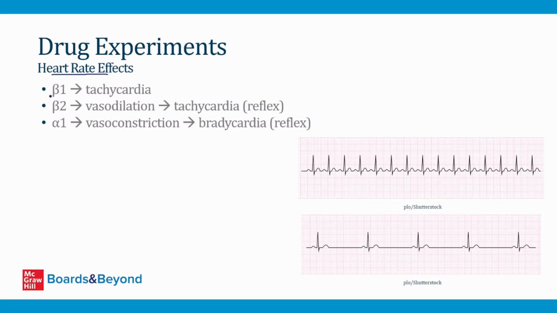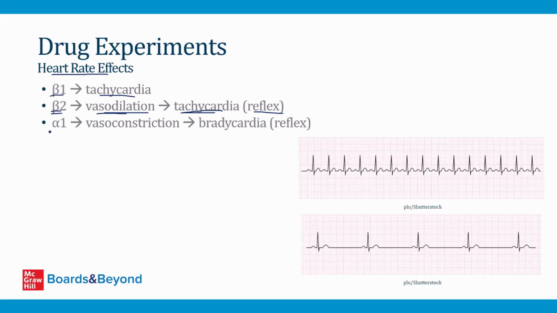Any drug that activates beta-1 receptors, which are found in the heart, that's going to lead to tachycardia. In contrast, any drug that activates beta-2 receptors, which are found in the periphery, that's going to lead to vasodilation. In response to vasodilation and a fall in blood pressure, the sympathetic nervous system will be activated and that will cause a tachycardia. This is called a reflex tachycardia. So the expected response to beta-2 receptor activating drugs is vasodilation and a fall in blood pressure, followed by a reflex response of tachycardia mediated by the sympathetic nervous system.